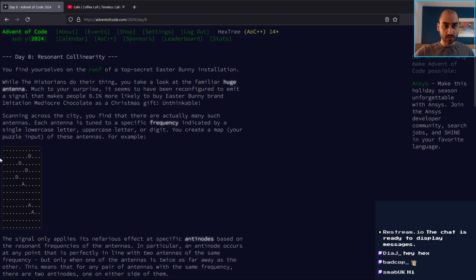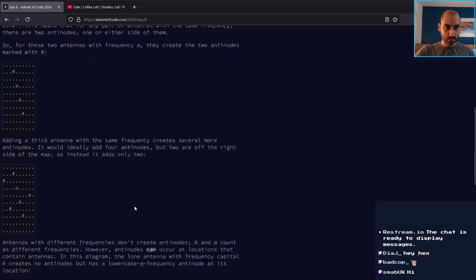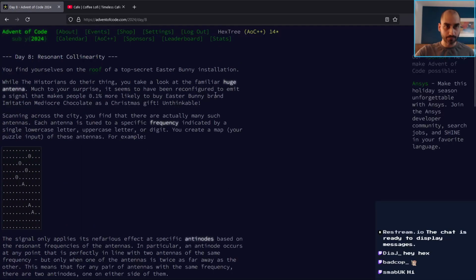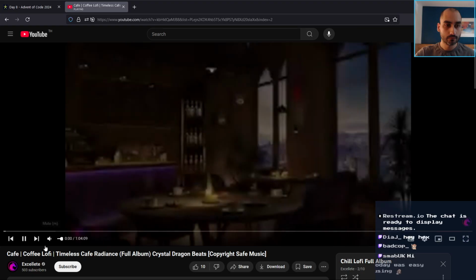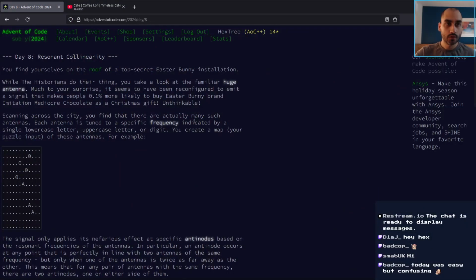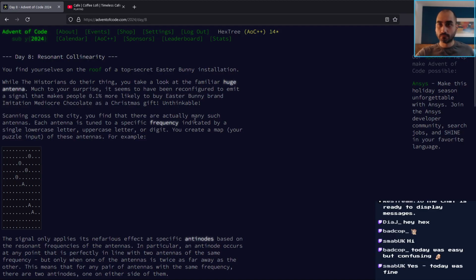Alright, it's on a grid. That's usually a good sign, I usually find. Resonant collinearity. Today was easy but confusing.